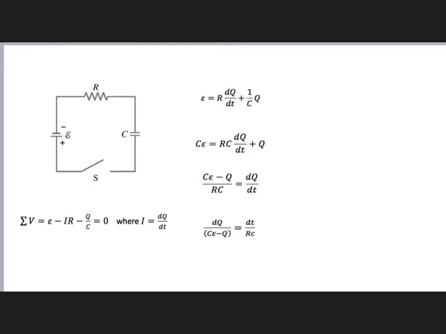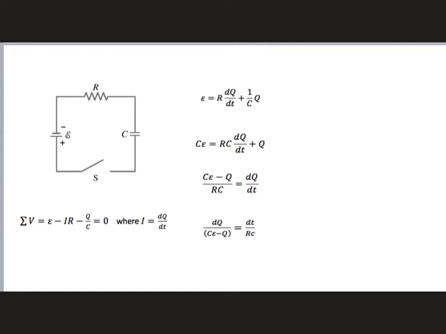Now, there's also a notation here. We have a Q here, and we have an I there. But those two things are related because the definition of current is that I is equal to the derivative of the charge with respect to time. So current is dQ over dt. And I can plug that in for I, and that gives me an equation that has only Q as my variable.